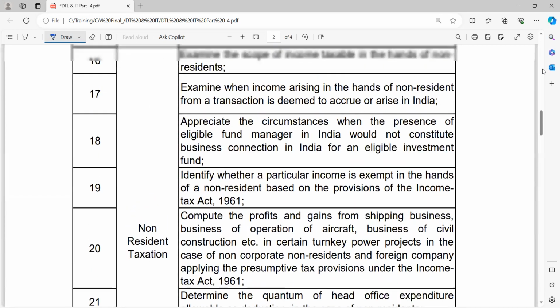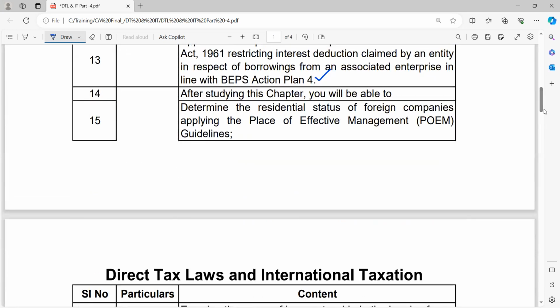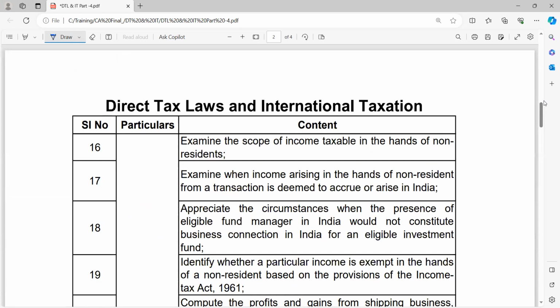Next, another chapter. What is the chapter? Non-resident taxation. From this non-resident taxation, you can determine the residential status of foreign companies applying the place of effective management guidelines. That is the first. Next, you can examine the scope of income taxable in the hands of non-residents.